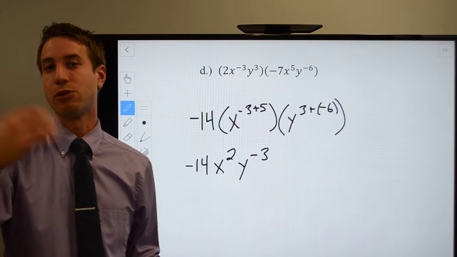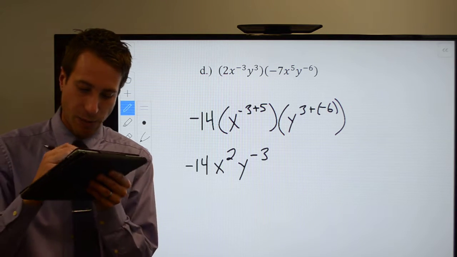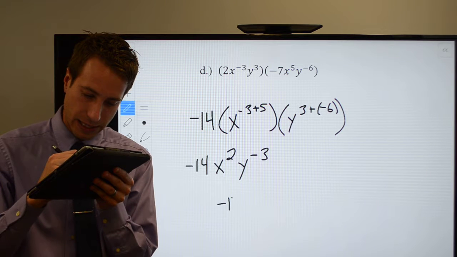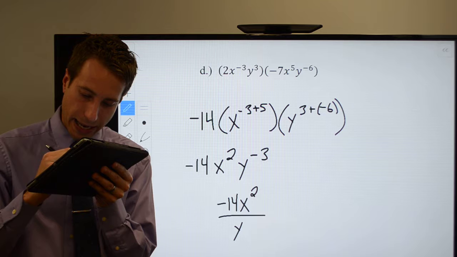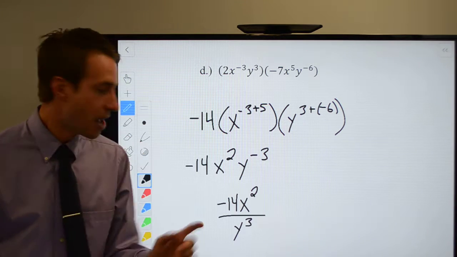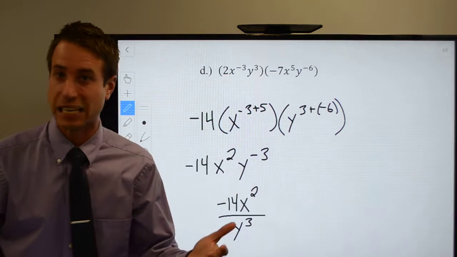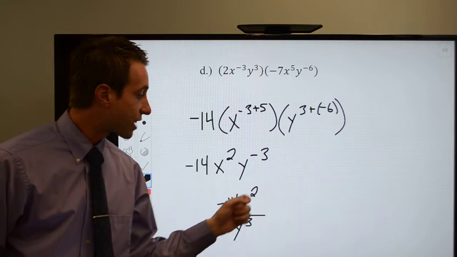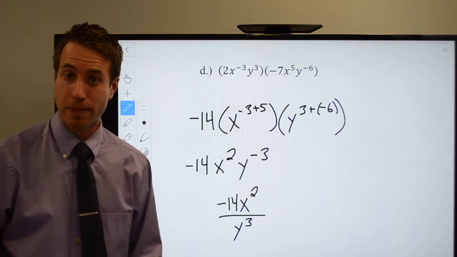Now I need to make sure that I reduce all of my fractions and get rid of negative exponents, which I do have a negative exponent. So I will have negative 14x squared. I take that y to the bottom and now make it a y to the positive third. The negative 14, which is to the positive first power, stays in the top because I didn't change its power. And the x squared also stays in the top, right, because I didn't change its power to negative, right?